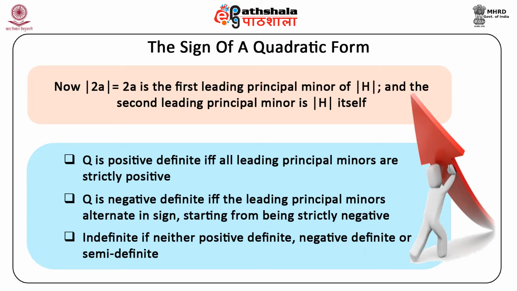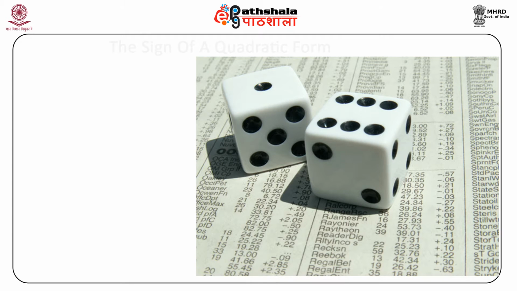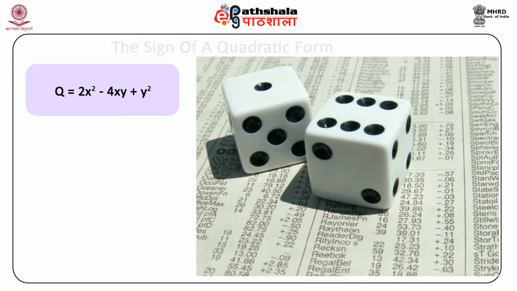All above criteria are clearly equivalent to each other and the choice may be made as per convenience as far as the bivariate quadratic forms are concerned. When we move to the multivariable case, the criteria involving the leading principal minor becomes handy. Now consider the function q is equal to 2x square minus 4xy plus y square, to illustrate these criteria for examining the definiteness of a given quadratic form.